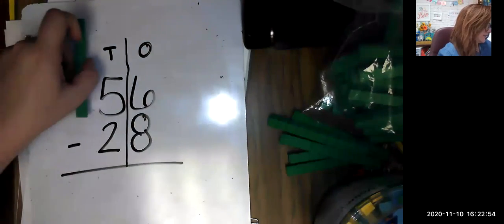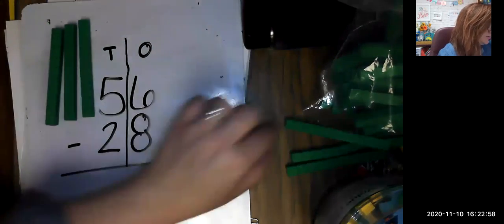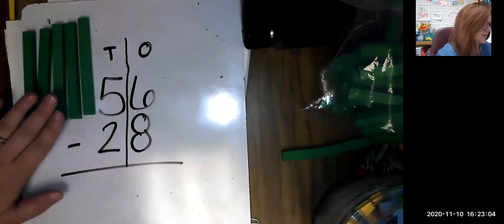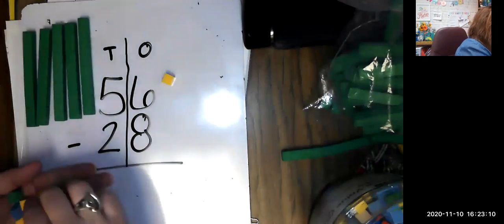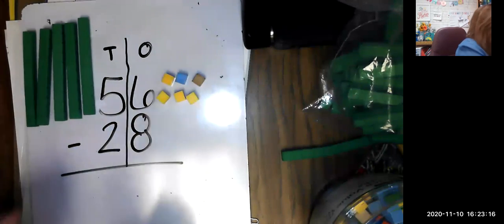Okay, I'm going to build 56. 10, 20, 30, 40, 50. So I have 5 tens. 5 tens is worth 50. And then I'm going to get 6 ones. 1, 2, 3, 4, 5, 6.